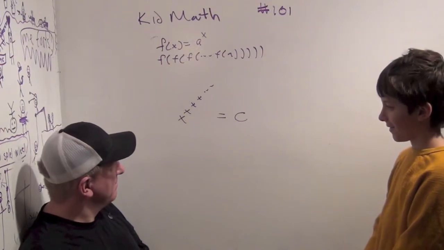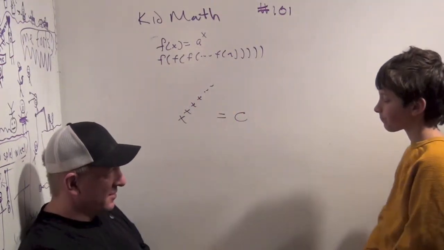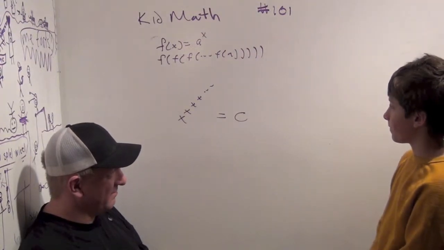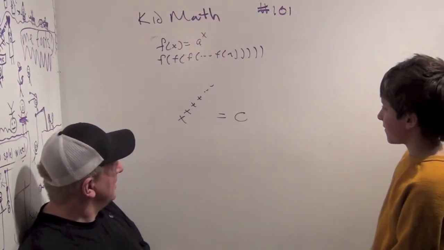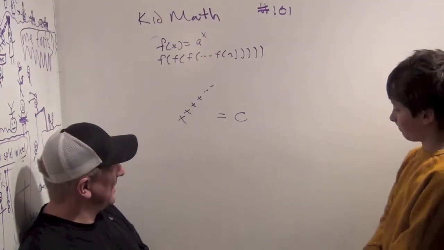Okay, we know x to the x to the x to the x all the way up equals c. So we're going to try to solve it. Well, how is this infinite sequence going to equal a finite number? Yeah, that's why it's interesting, actually.